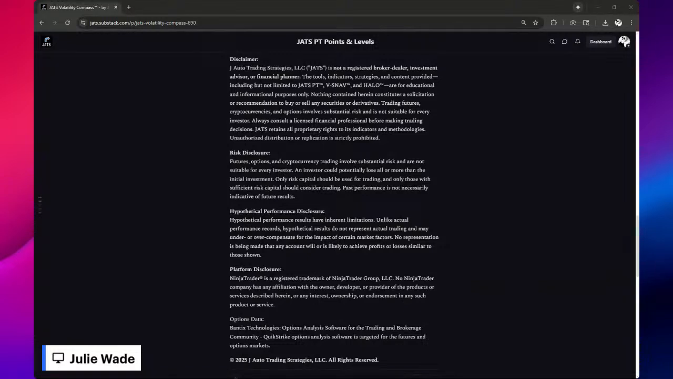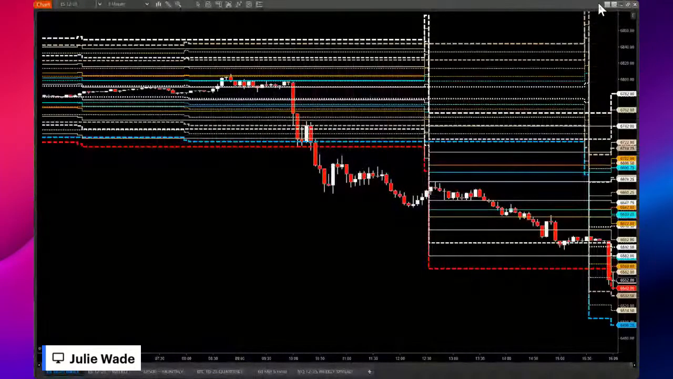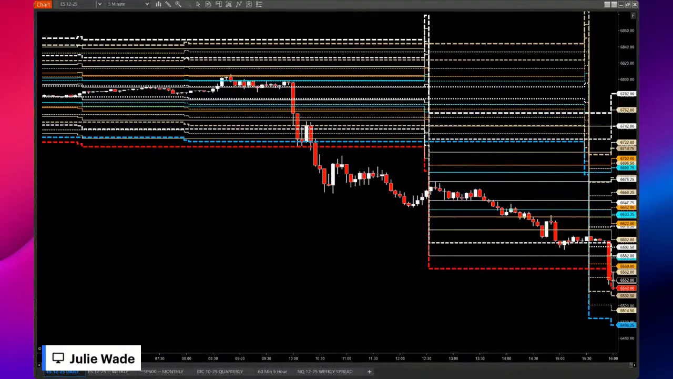Hey guys, good afternoon. We're going to do a quick pre-market look at some charts to get our feet back on the ground for some levels. Let's take a look at ES to start out with.